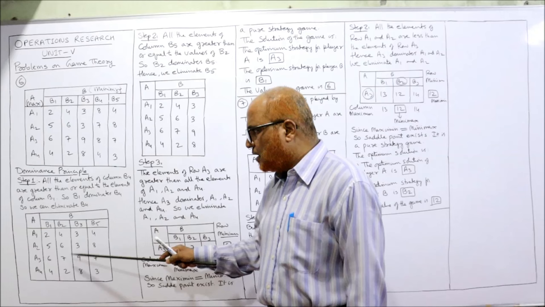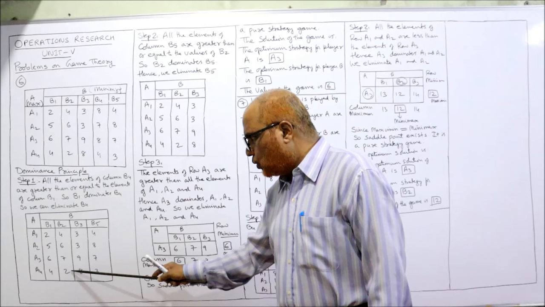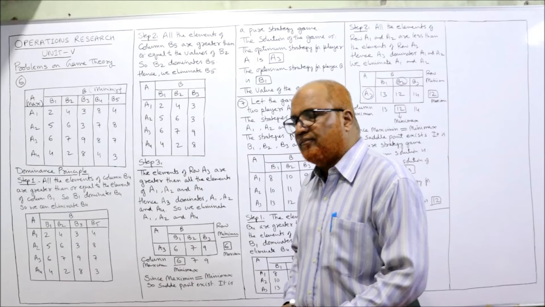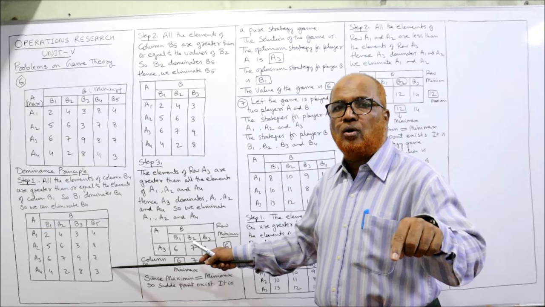Now we compare B2 and B5. 4, 4: same. 6, 8: 8 is more. 7, 7: equal. 2, 3: 3 is more. That means B2 is dominating B5, because all the elements of B5 are greater than or equal to the elements of B2.